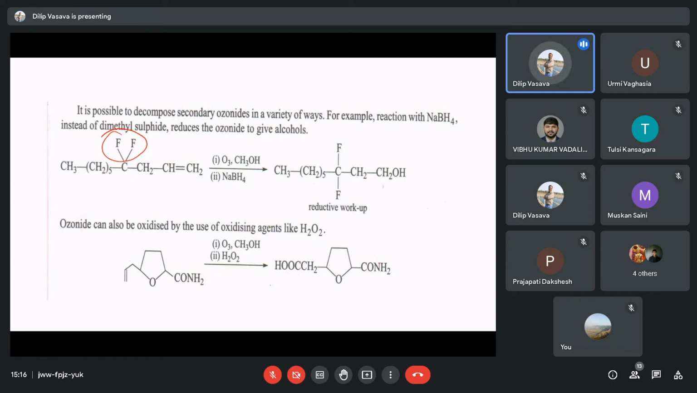Now, most electronegative elements are present, but in presence of that also ozonolysis is taking place to give the alcohol, and also in presence of the H2O2 it gives the acid, and in presence of the NaBH4 it gives the alcohol, because NaBH4, as we have mentioned, is utilized as a reducing agent.